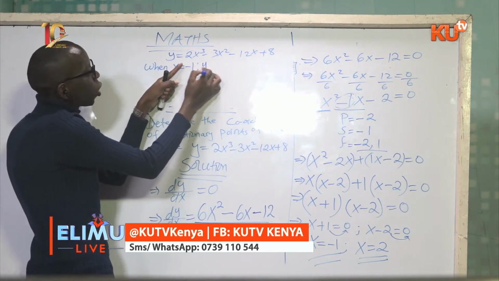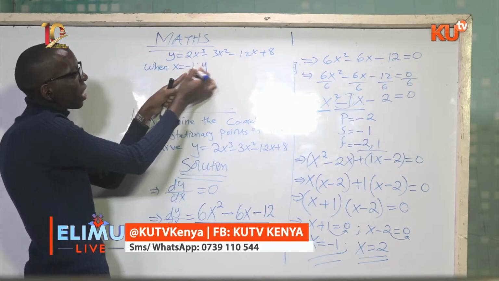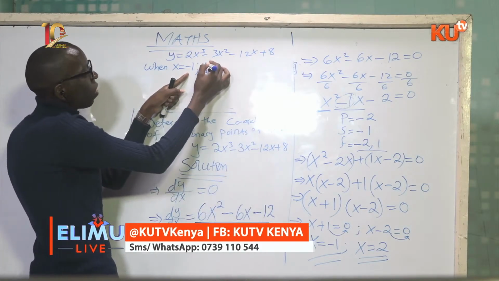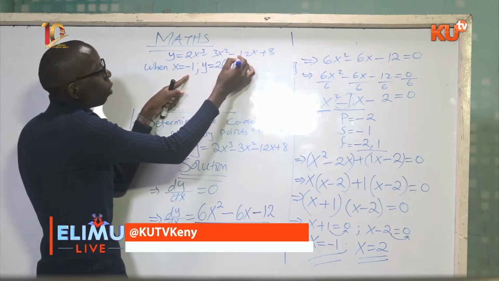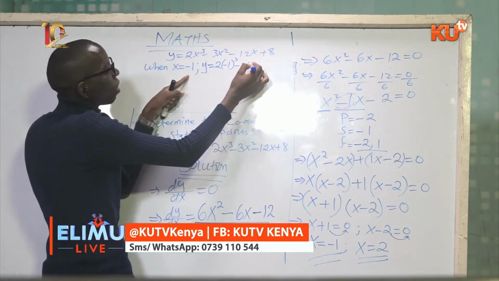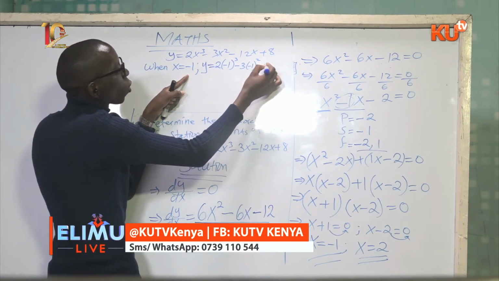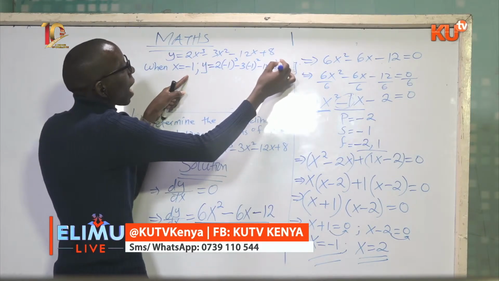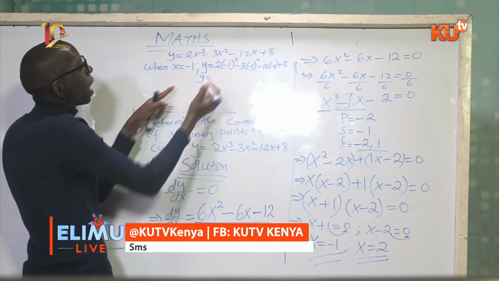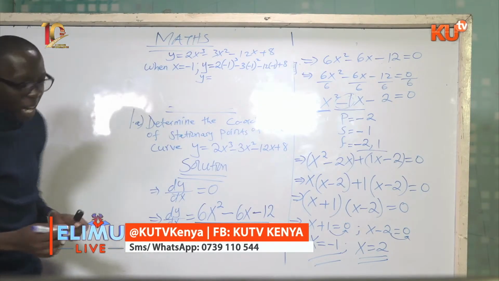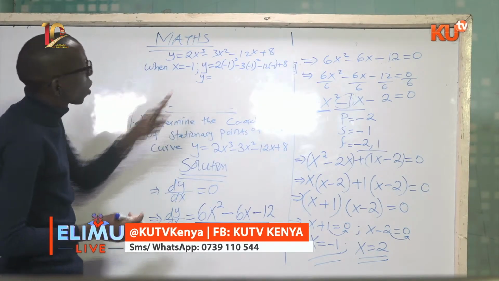We substitute where there is x with the negative 1 that we have gotten there. Therefore, we'll have y is equal to 2(-1)³ minus 3(-1)² minus 12(-1) plus 8. With that, you'll be able to get the value of y when x is negative 1. So let us do it together.